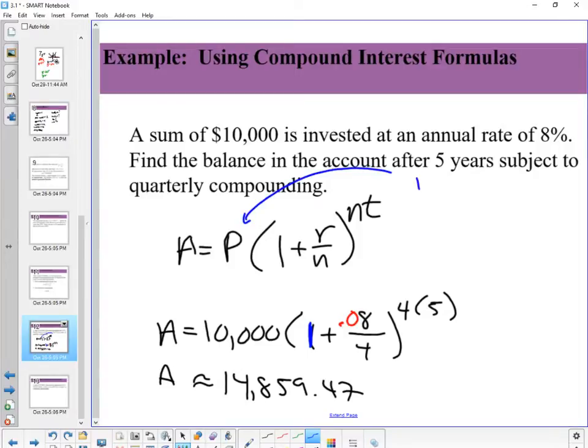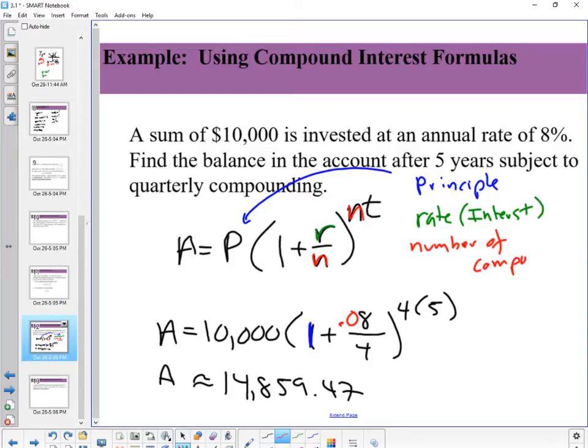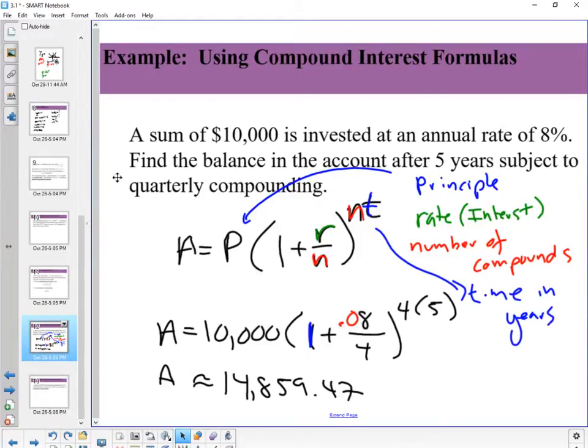P is going to be your principal amount. R is going to be the rate, AKA the interest rate. N is the number of times you compound, and it does show up twice. And then T is time in years. You should be able to decipher all of that from the problems.